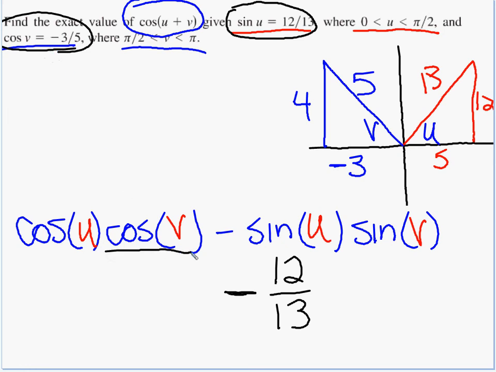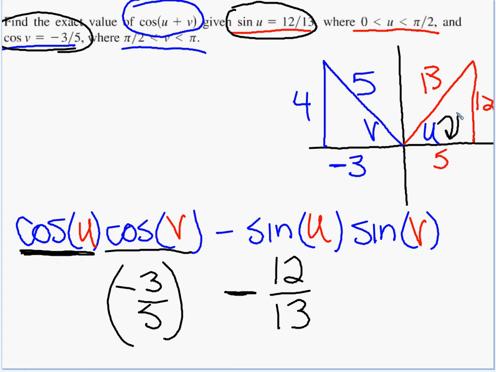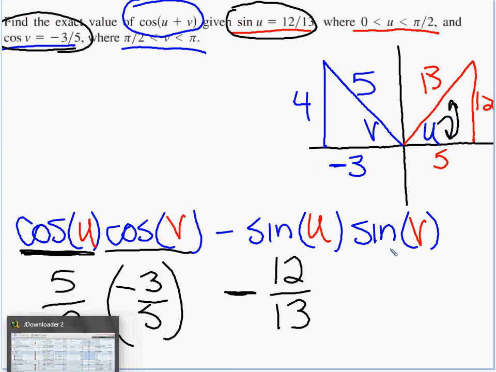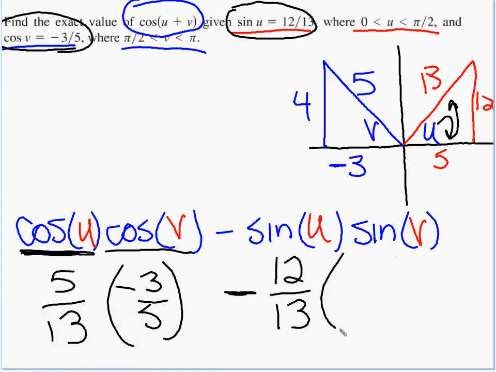Here's our cos of v. So this is negative 3/5. And that's going to get multiplied by the cos of u. We're going to have to find that. Here's our triangle u. Cos is adjacent over hypotenuse. So that'll be 5/13. And then we're going to multiply that by sine v. Sine at triangle v here is opposite over hypotenuse, 4/5.